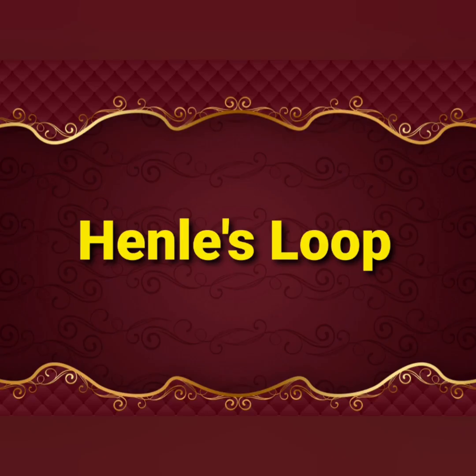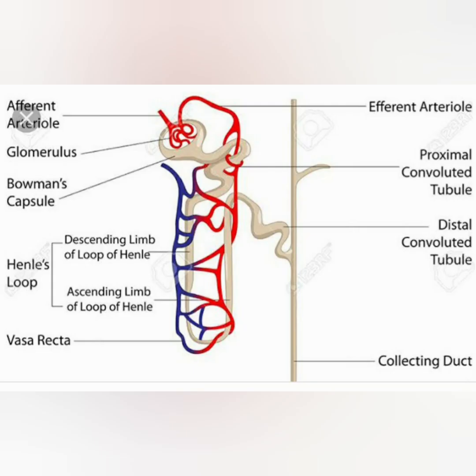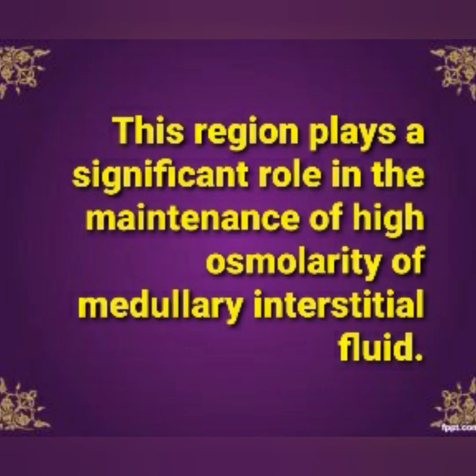Second part is Henle's loop. Here you can see Henle's loop with descending and ascending limb, or it is otherwise called loop of Henle. This region plays a significant role in the maintenance of high osmolarity of medullary interstitial fluid.